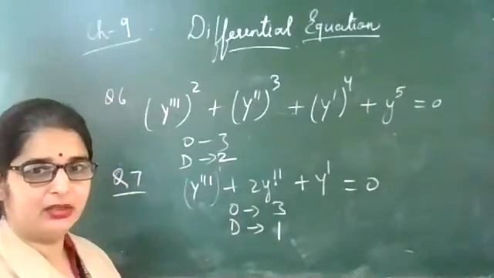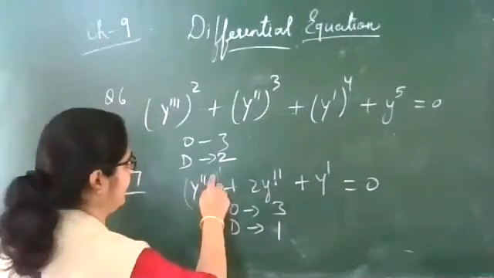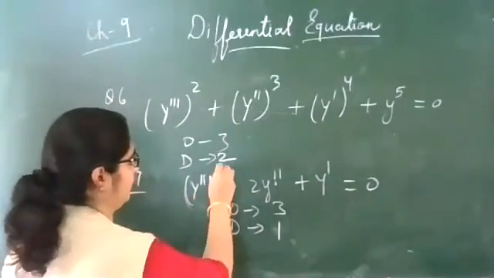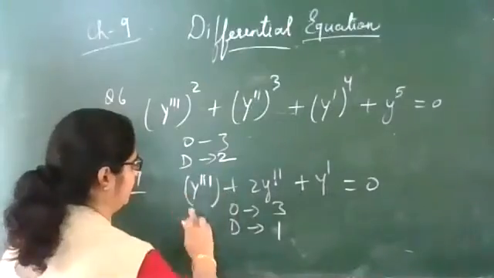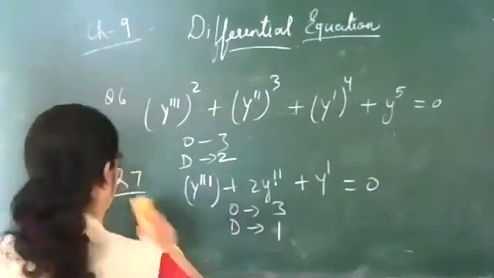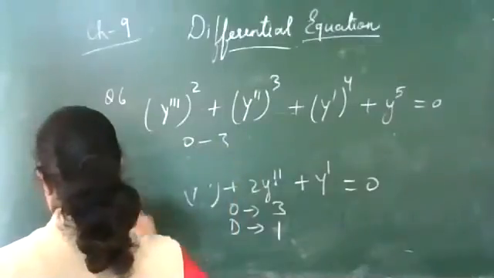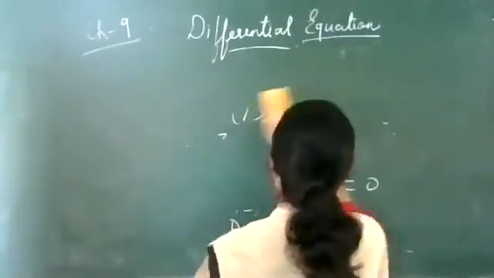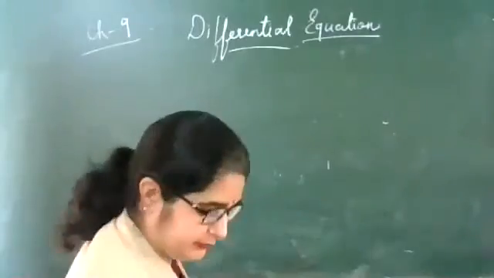Who said 4? Order is 3. If order is 3, what is the degree? There is nothing, so what will we take? 1. This way your exercise is almost over. Only a few questions are left. Done till 7. Write down question number 8.